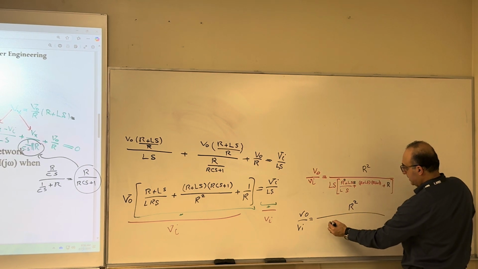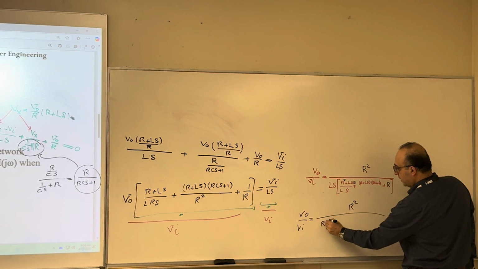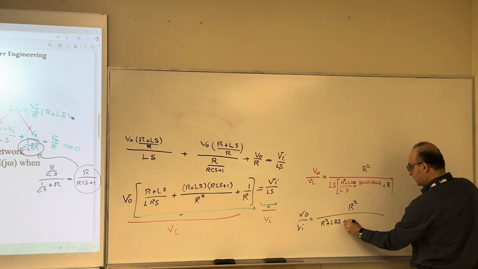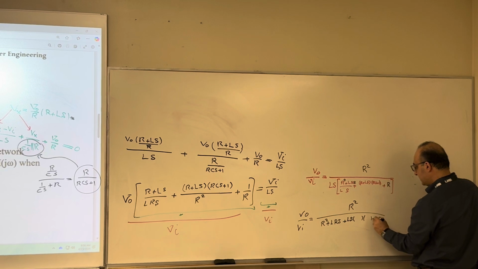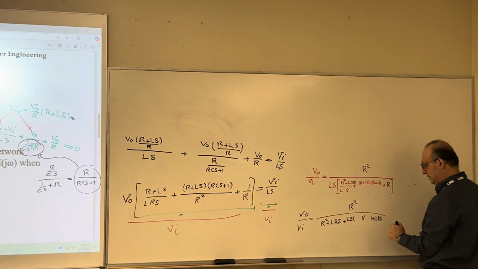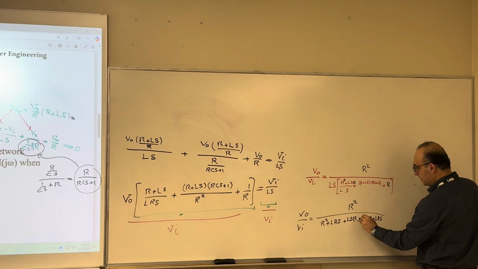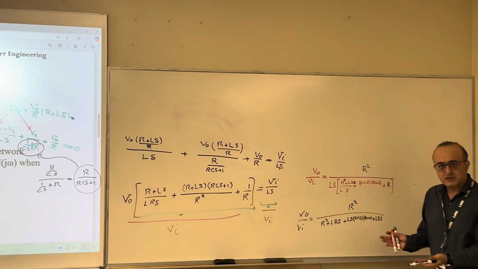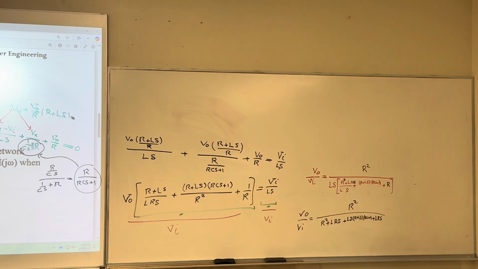R2, this is going to be R2 plus LRS, multiplied with this one is going to be plus LS with these 2 parentheses repeated plus LRS. This is also R plus LS, RCS plus 1. You can multiply this easily, and it's going to be simplified. What is challenging? You are going to graduate soon.